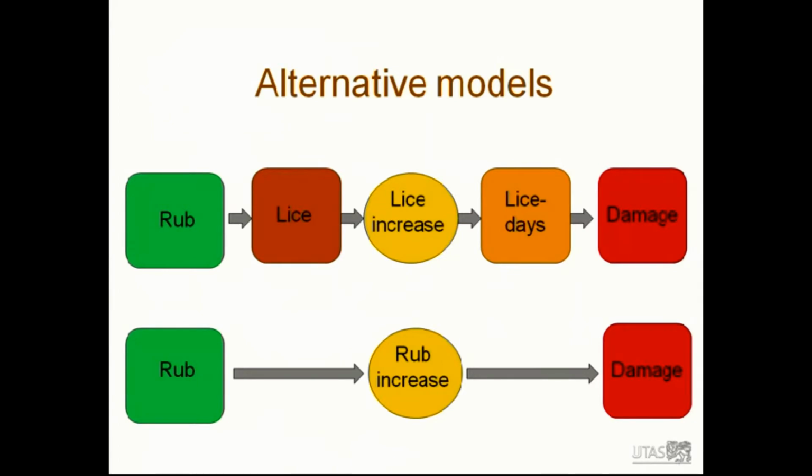And we thought, why don't we simplify this? We need to measure the proportion of sheep rubbing. Why don't we just measure the increase in the rate of rubbing of these sheep, because that's really what leads to the damage. So technically it's not the lice themselves that are damaging the wool, it's the rubbing that's doing it.